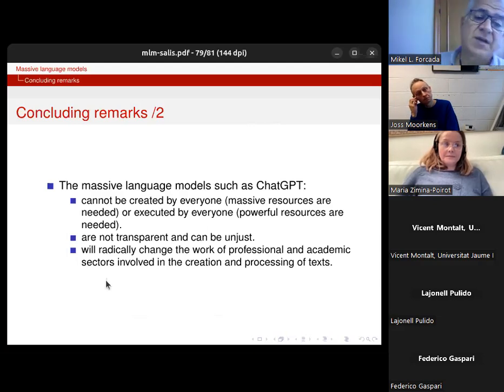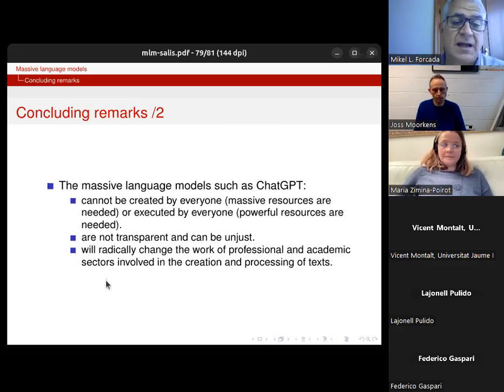But these models cannot be created by anyone, because massive resources are needed, and cannot be executed by everyone, because powerful resources are needed. And they are not transparent. We don't know how most of them work, and they can be unjust, and will radically change our world in the university and any sector where text production and processing is involved.